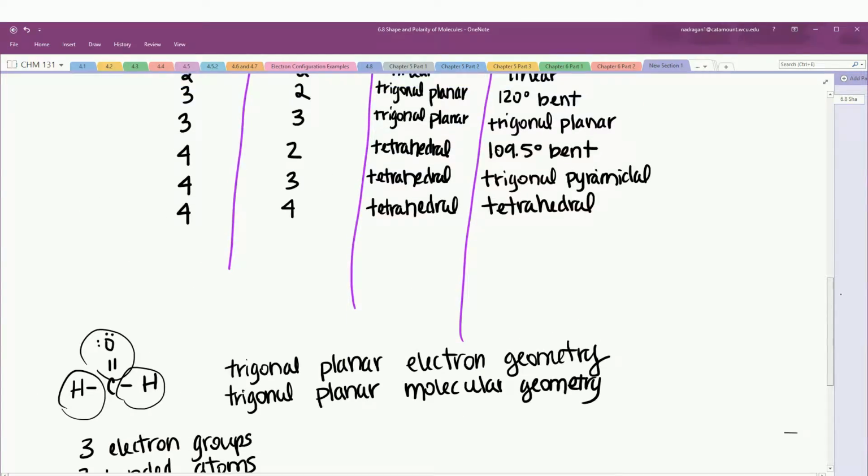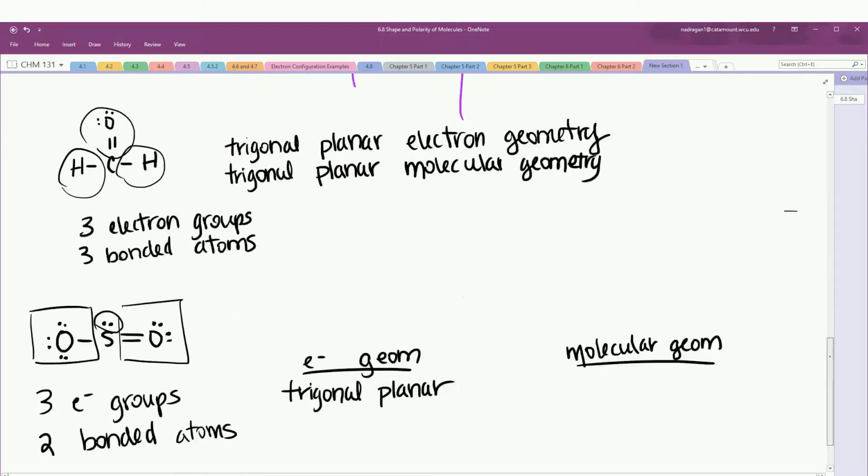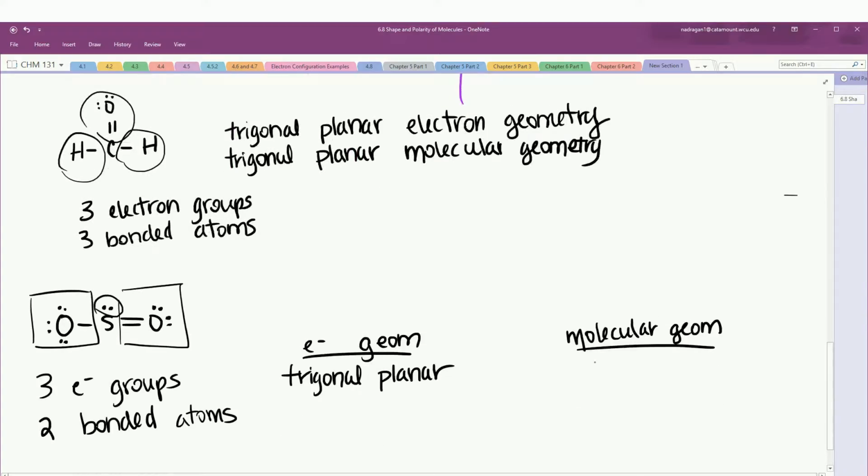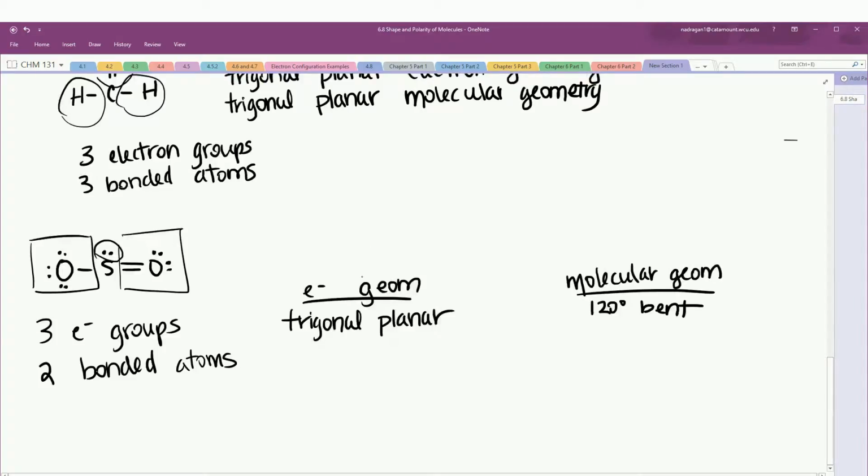So we have 3 electron groups and only 2 bonded atoms. So electron geometry, trigonal planar, molecular geometry, 120 degrees bent. So the actual molecule for this looks a little like this. So this is kind of a crude sketch of it, but it's going to have a 120 degree angle here between the 2 oxygens.